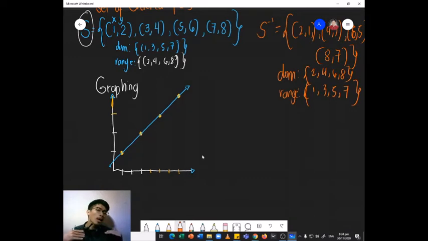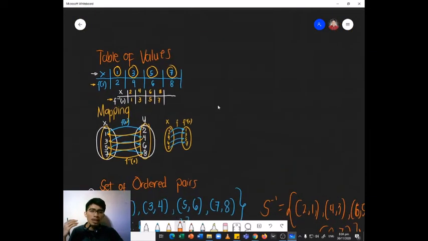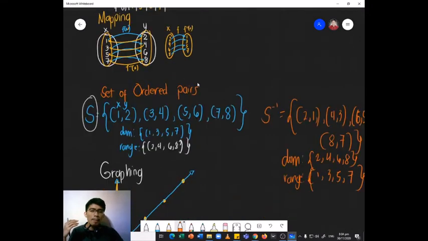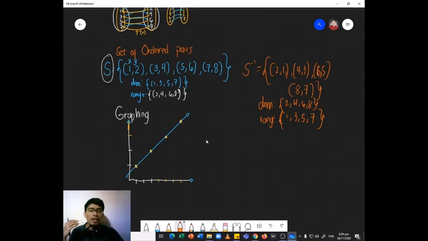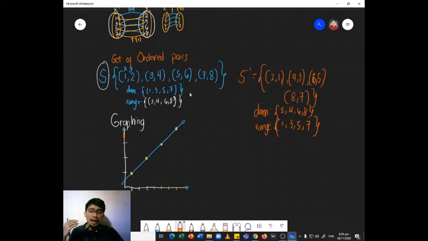Okay, so as you can observe, ladies and gentlemen, all of this representation from table of values, mapping, set of ordered pairs, they are the same. And once you graph this one, it is represented as this graph.